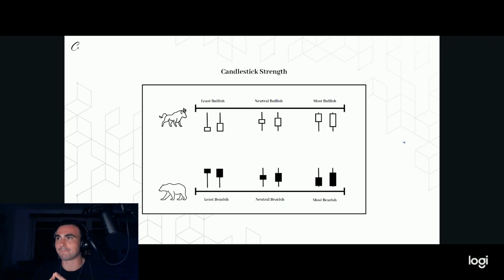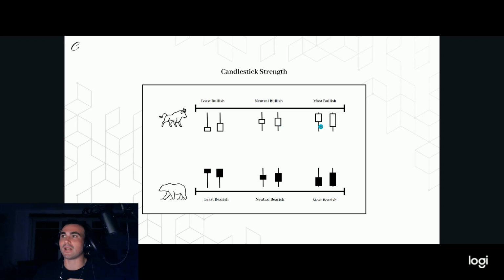Candlestick strength. So, it goes without saying that the least bullish candles or the least bearish candles have long wicks and very small bodies. You can see that with the least bullish ones, right? Price within that time frame went quite high, and then before the close, sellers came in and smashed it, leaving a long upper wick and small body. With neutral bullish, you'll see that the wicks are evenly distributed, with a small body or a decent sized body in the middle representing indecision.